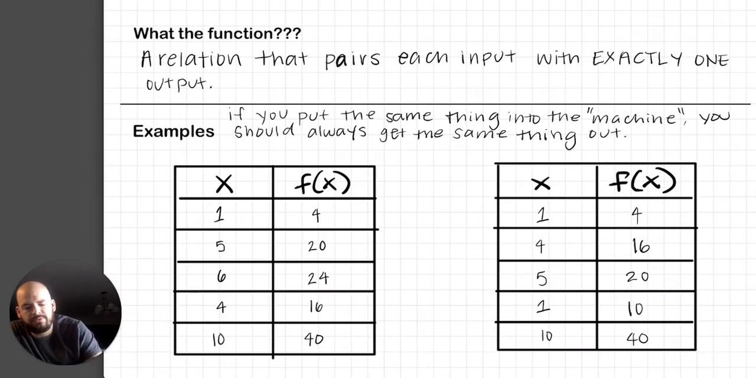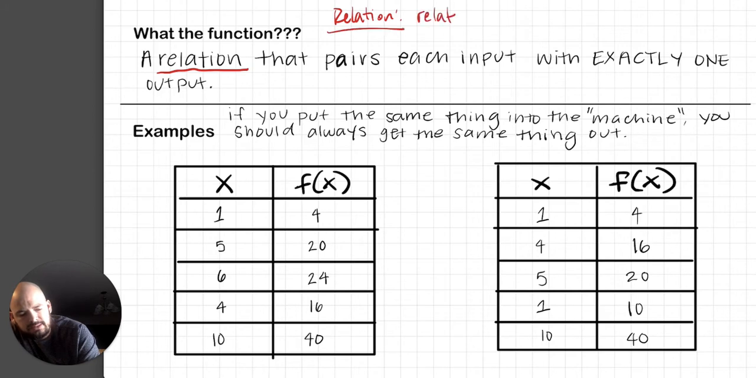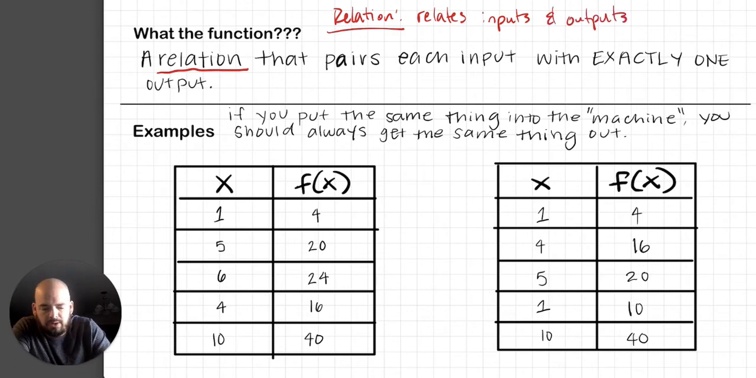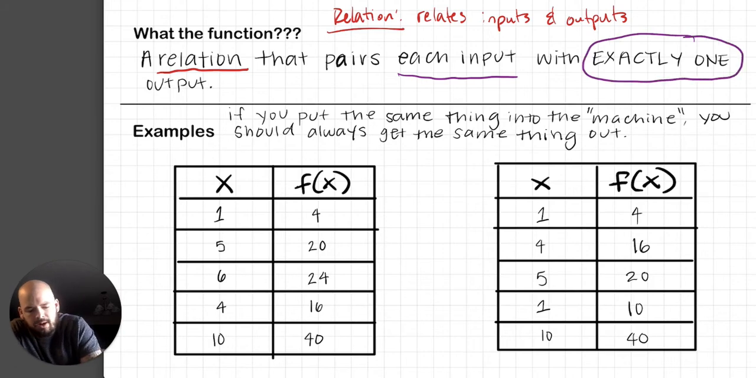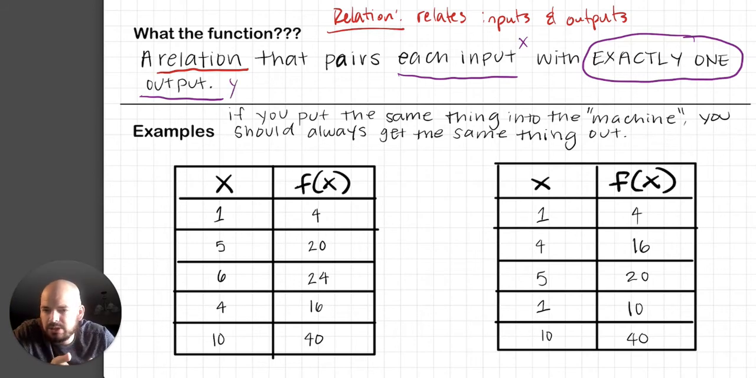So here's our definition for a function. A function is a relation, and all a relation is, it relates inputs and outputs. But a function is a specific type of relation where each input has exactly one output. Now, when we're talking in algebra, when we say input and output, we generally mean x for input and y for output. That's how you always graph things, right?